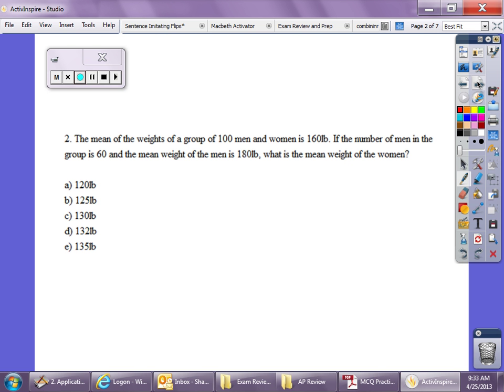Weighted average is two things. It's the percent of the distribution that is made up by a particular trait and what the mean of that trait is, added up with all the different traits. In this particular case, we only have two traits. We have men and we have women.